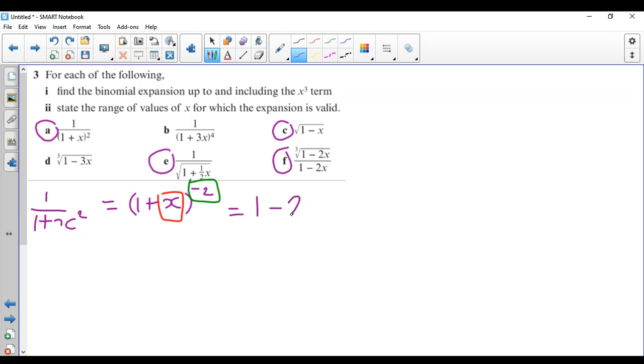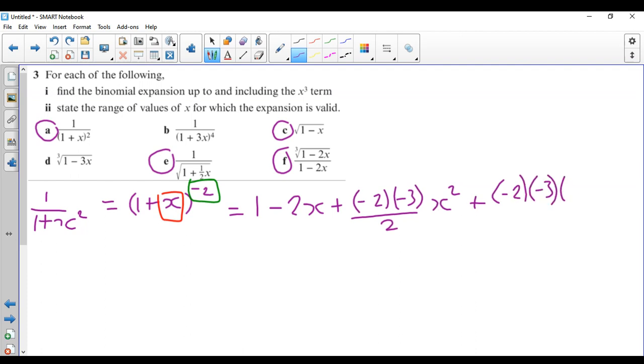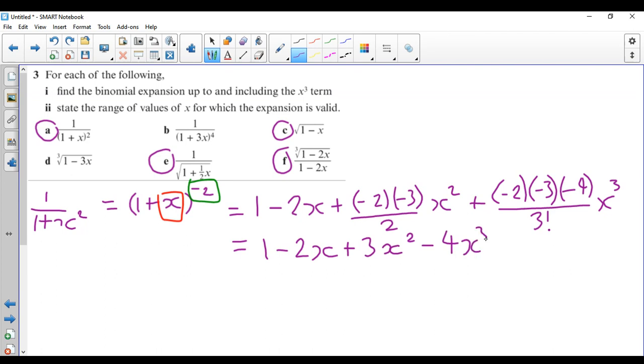So we've got 1 minus 2x plus minus 2 times minus 3 over 2 x squared, plus minus 2 minus 3, take another one off, minus 4 over 3 factorial, or 6, up to you, x cubed. Simplify that one up. We've got 1 minus 2x plus, sorry, 2 minuses, 3x squared minus 4x cubed. What did we use for x? Well, that was just x, so this is valid for the modulus of x is less than 1.